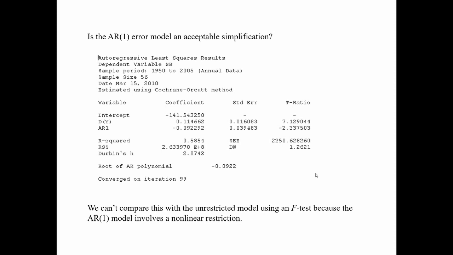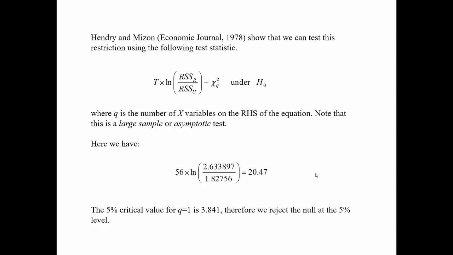Now, we run into a problem here, because if we want to test whether or not the AR1 error model is an acceptable simplification of our original model, then we can't use an F-test, because the AR1 model involves a nonlinear restriction in the parameters. This is something we talked about in the previous lecture. So how can we test this?